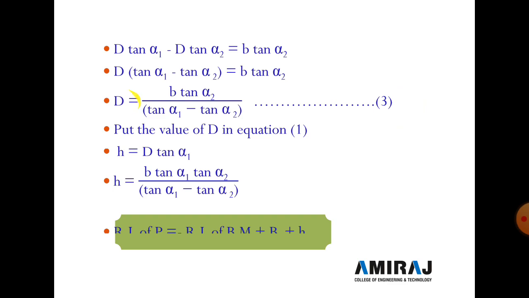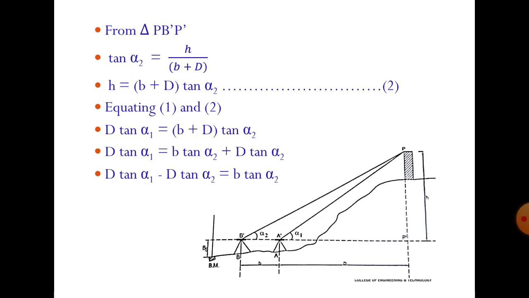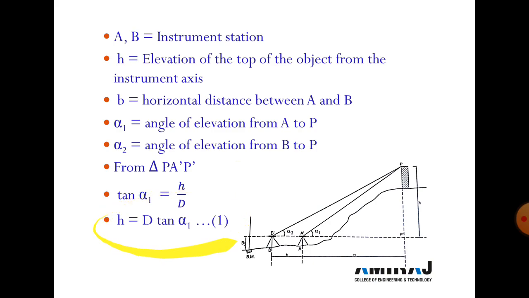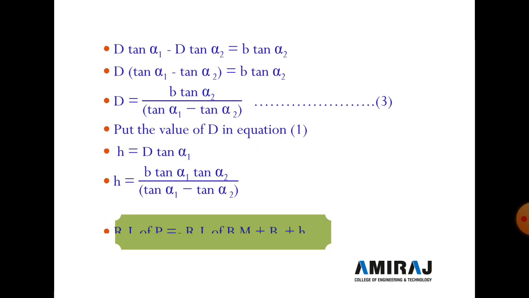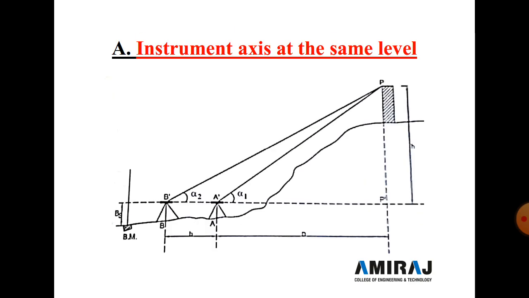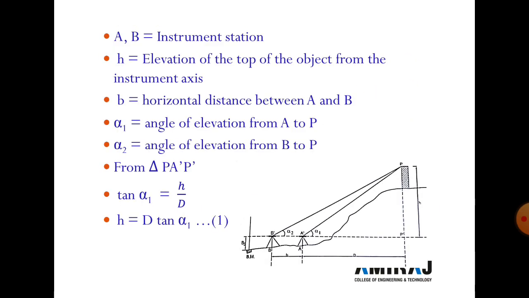Now this d value we put in equation number 1. We have already discussed equation number 1, h is equal to d tan alpha 1. Now the d value we already calculated from this equation. So h is equal to b tan alpha 1 tan alpha 2 divided by (tan alpha 1 minus tan alpha 2). So these are the equations for the horizontal distance. Small h, we have already discussed, is the vertical distance from the horizontal instrument axis to the top of the point.